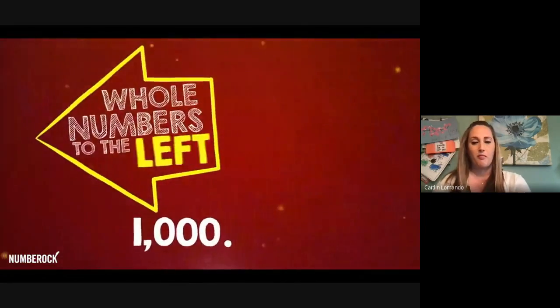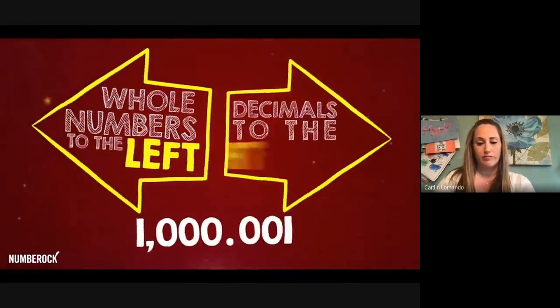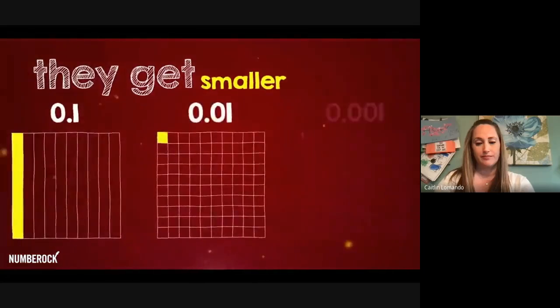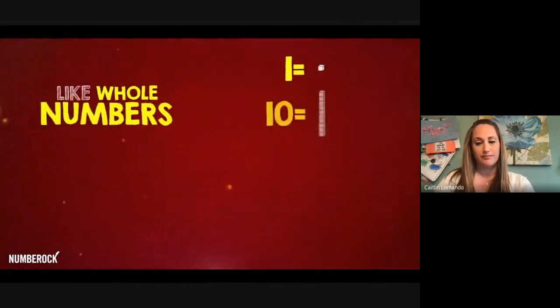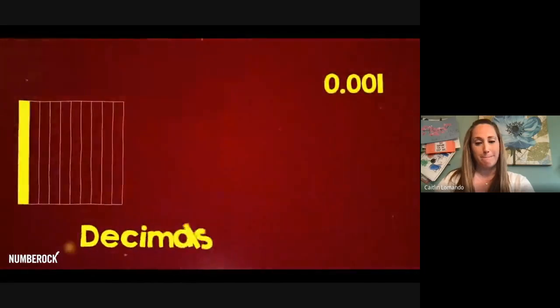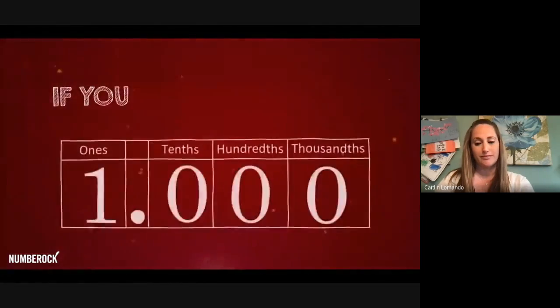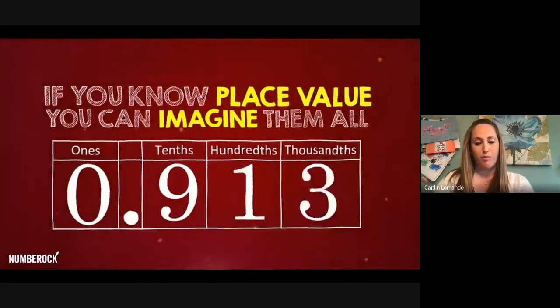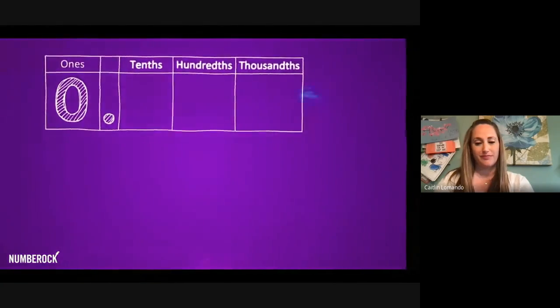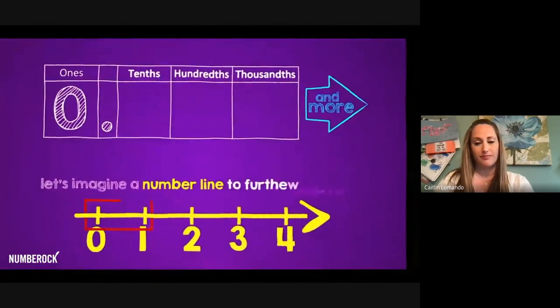Whole numbers to the left, decimals to the right. They get smaller and smaller till they're barely inside. Like whole numbers can get big, decimals can get small. If you know place value, you can imagine them all. We've got the tenths, the hundreds, the thousands, and more. Let's imagine a number line to further explore.